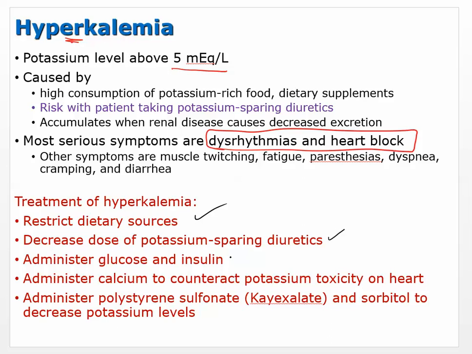Administer glucose and insulin. That can actually help to maintain hyperkalemia. There's an interaction there as well. Administer calcium to counteract potassium toxicity on the heart. So that's not a standalone type of thing, but calcium can interfere with the potassium effects. Administer polystyrene sulfonate, so Kayexalate, which will help prevent the absorption of potassium in the first place.